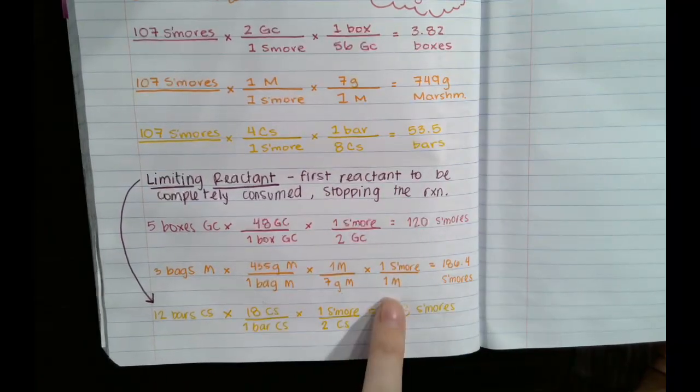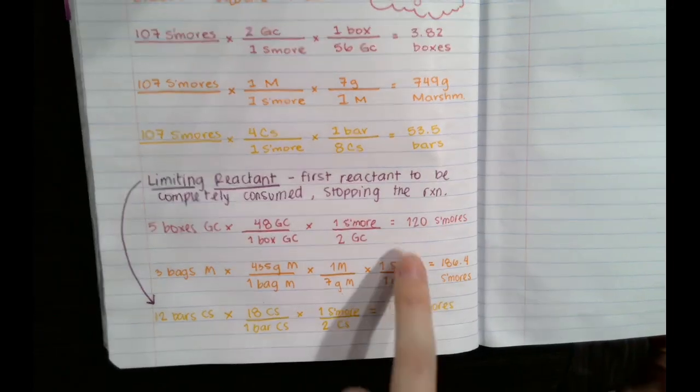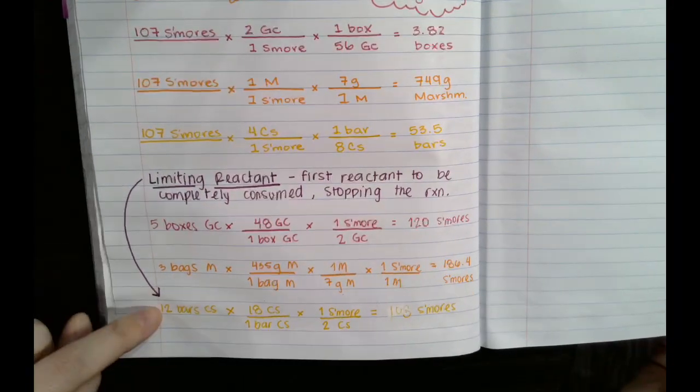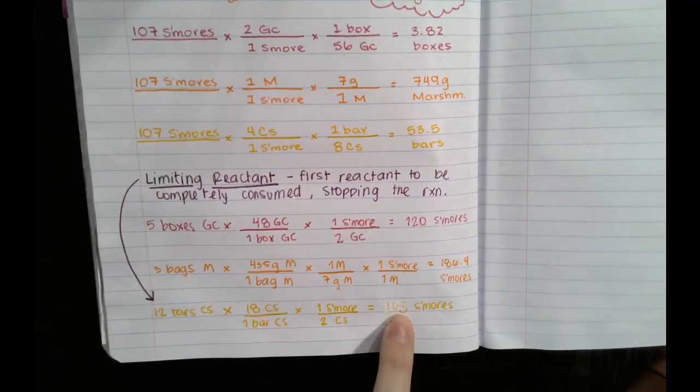So in our case, chocolate was our limiting reactant. We only were able to make 108 s'mores rather than 120 and 186. Chocolate's going to run out first, so no matter how much graham cracker or marshmallow we've got left, we're only going to be able to make 108 s'mores.